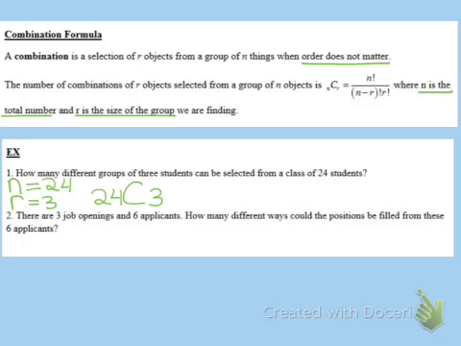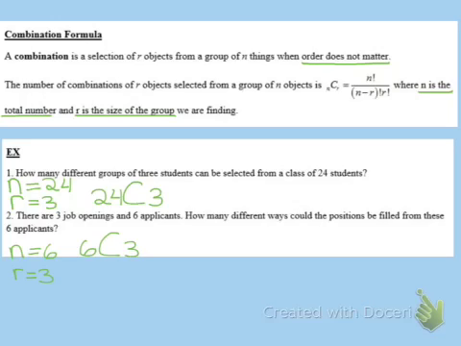Example number 2: there are 3 job openings and 6 applicants. How many different ways could the positions be filled from these 6 applicants? So we know that there are a total of 6 applicants, and there are 3 job openings, which is the number that we are looking for. In this case, we are looking for 6C3, or 6 choose 3.